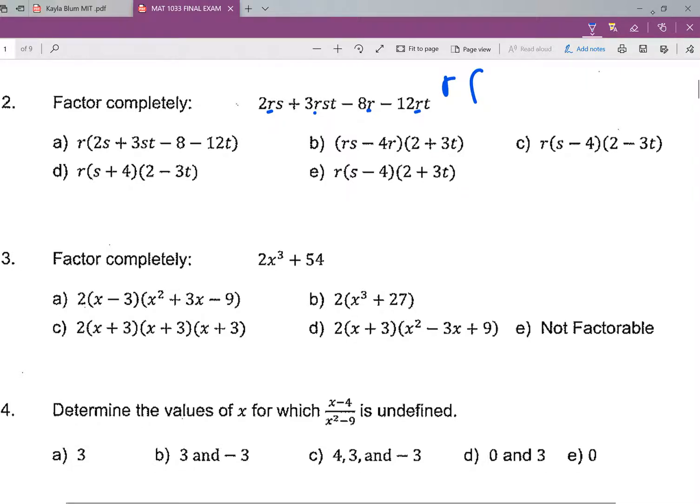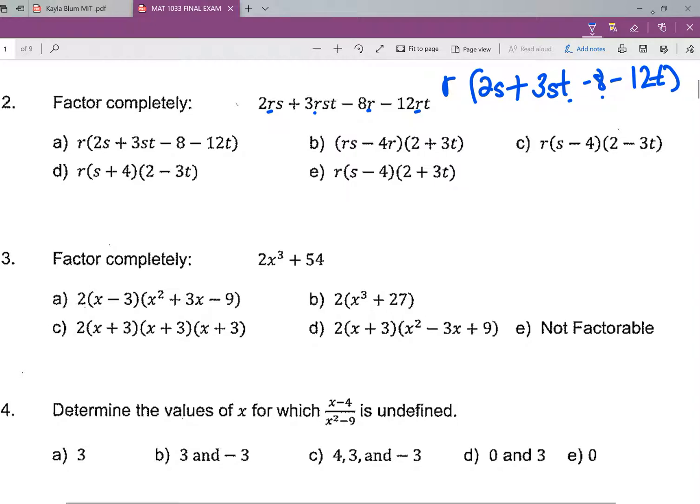So right now I have r parentheses 2s plus 3st minus 8, and I have a minus 12t. Notice that all the r's are now out. And so now I have to factor out these terms. If you look carefully, you'll notice that both of these terms have the st, and this term has no variable. This term only has a t. So I'm thinking that if you do factor by grouping, that would work.